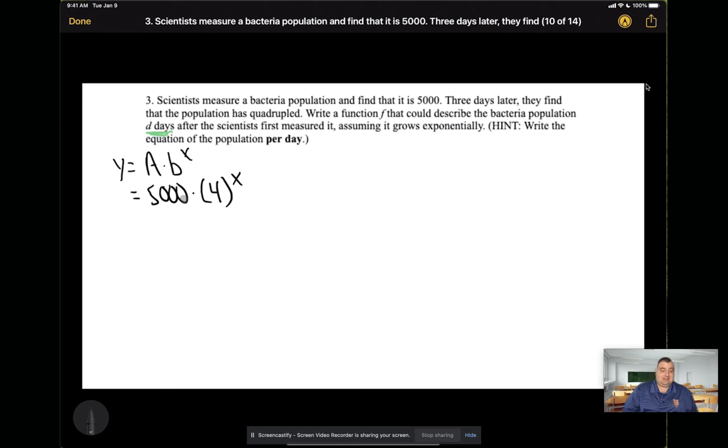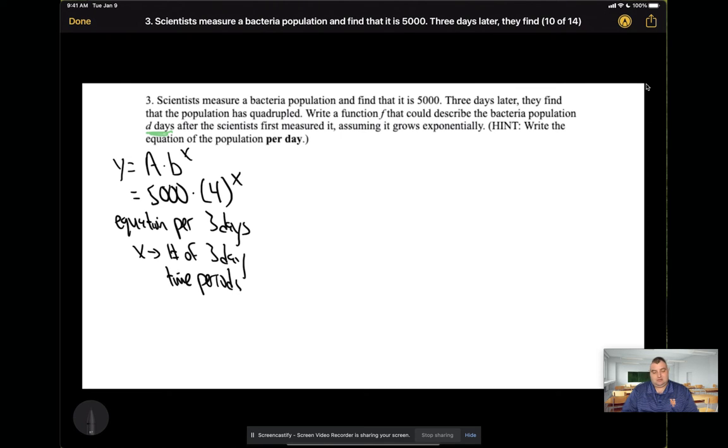But the key is that this is not the equation per day. This is actually the equation per 3 days. Because 3 days later, they find that the population has quadrupled. So this x in this case is the number of 3-day time periods. So to convert number of 3 days, x equals 1 is really 3 days, x equals 2 is really 6 days, x equals 3 is really 9 days, so on and so forth.